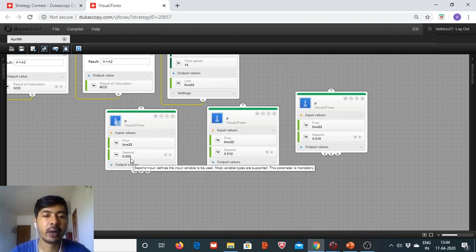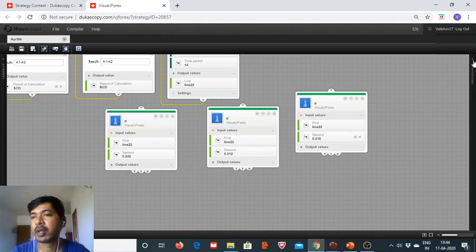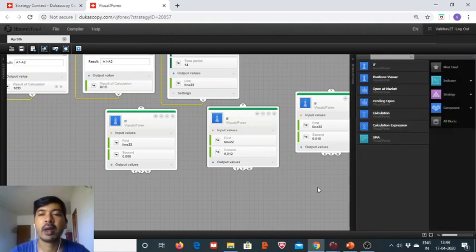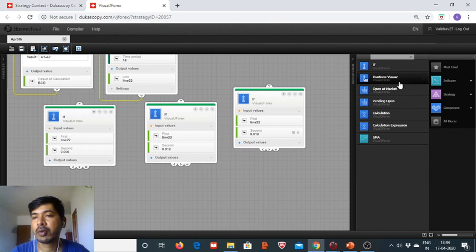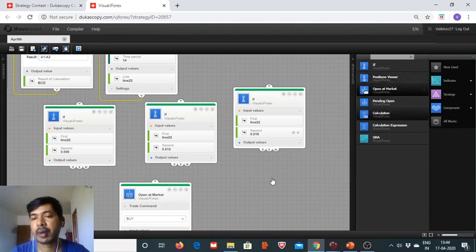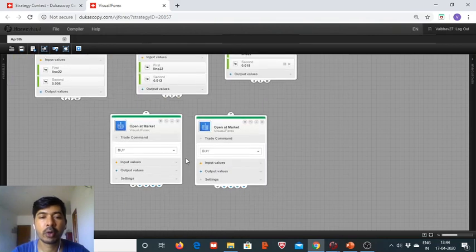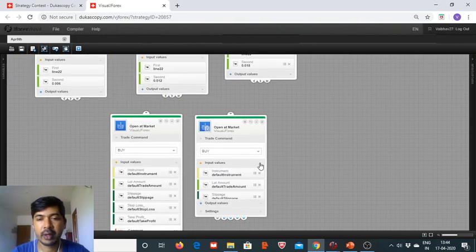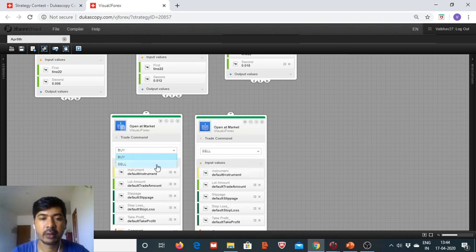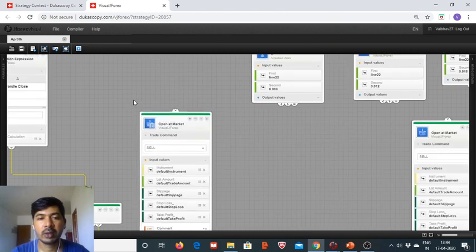So keep a watch on these decimal points because EUR/USD has 4 decimal points till the last bit, so we have to be a bit careful. We are going in for open at market. We will need two open at market. We have one already in the system. We add two more, and then we need these to be on the sell side. Okay, both of these.